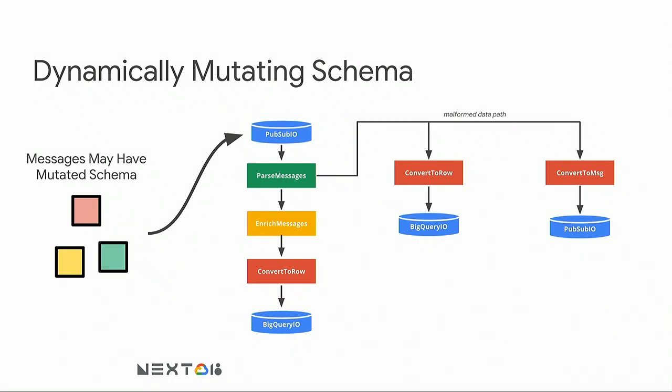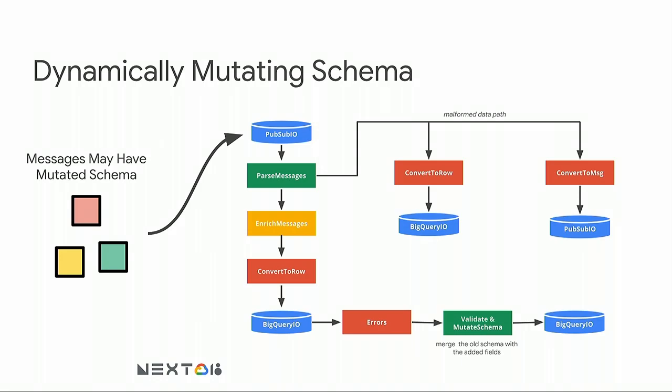So if we were to look at our pipeline again, how does this look? We have messages that may have a mutated schema. And essentially, we've added a whole new path here in which errors come out, and then we validate and mutate that schema, and then we re-output it to BigQuery. And so without having the complexity of managing changes with our partners, we're able to react to it automatically within our pipeline.